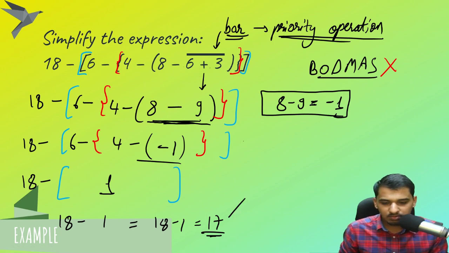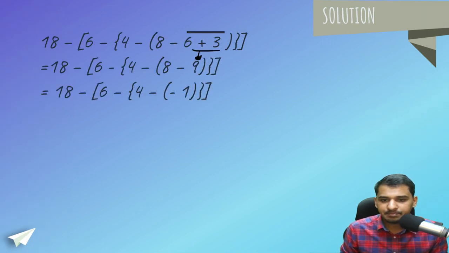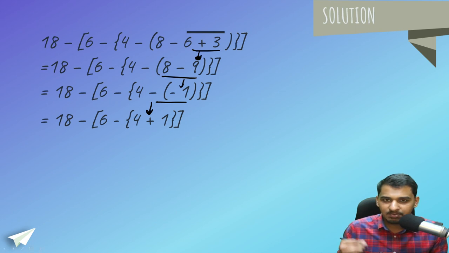So this is what we will have. 17 is the answer. Let us look at the answer in printed format. So 6 plus 3 we have. This comes out as 9. Then we have 8 minus 9 is minus 1. So minus minus will become plus. So this is 4 plus 1. Minus minus becomes plus, a very important property.